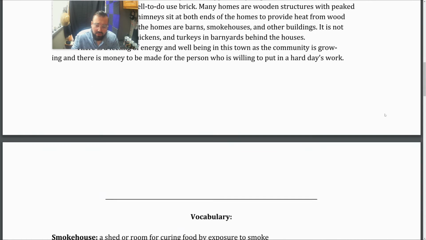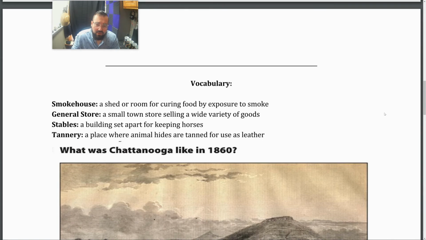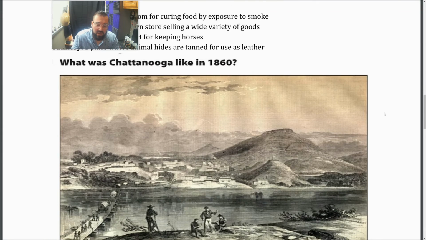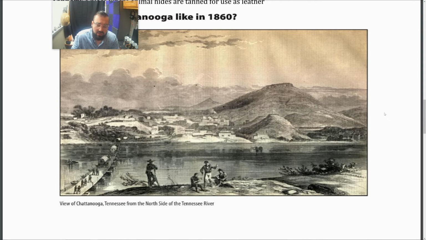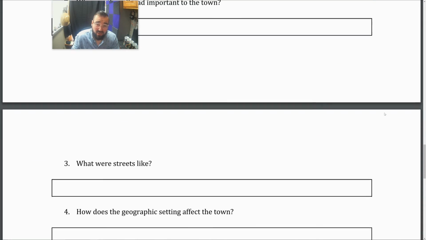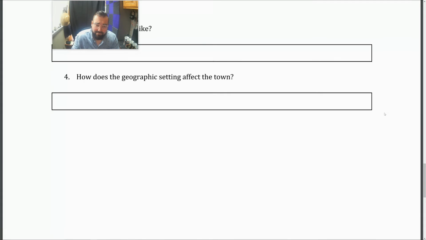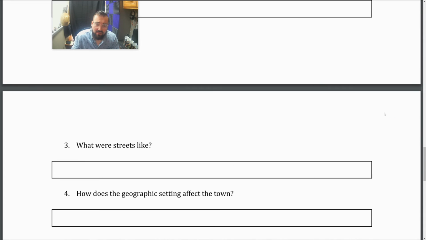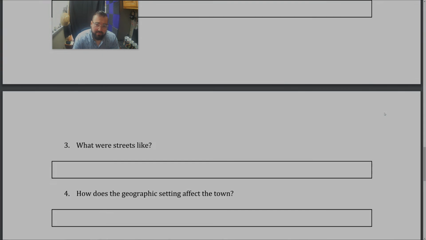If you scroll down below, you'll see today's vocabulary words based upon some words I thought that we may not know in the text. After that, we've got a little image that shows the town of Chattanooga, and you might notice how it relates to the bridge, the river, and some of the hillsides as far as geography goes. And we have our central idea questions at the bottom. Make sure that you fill out those questions in your paper and then submit on Schoology. You'll be good to go.